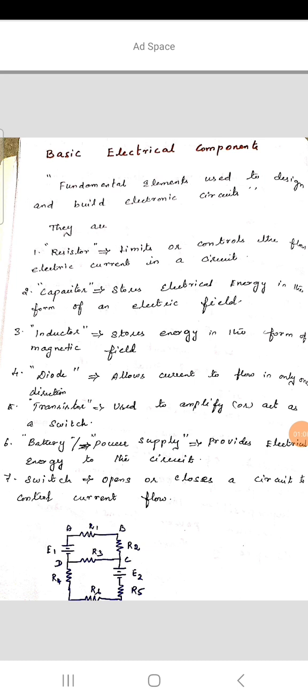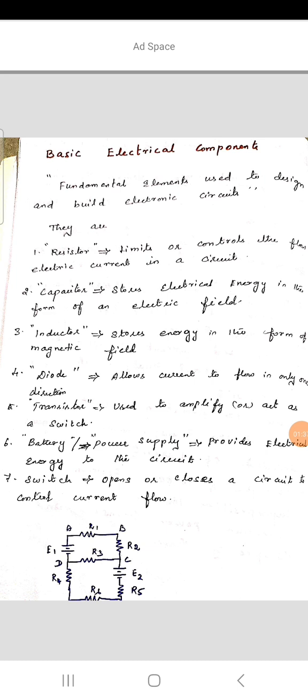And the capacitor is used for storing electrical energy in the form of an electric field. Similarly, the inductor will store energy in the form of a magnetic field. So an inductor is nothing but a coil, am I right? Okay. Next one is the diode. The diode is mainly used for allowing the current to flow in only one direction.